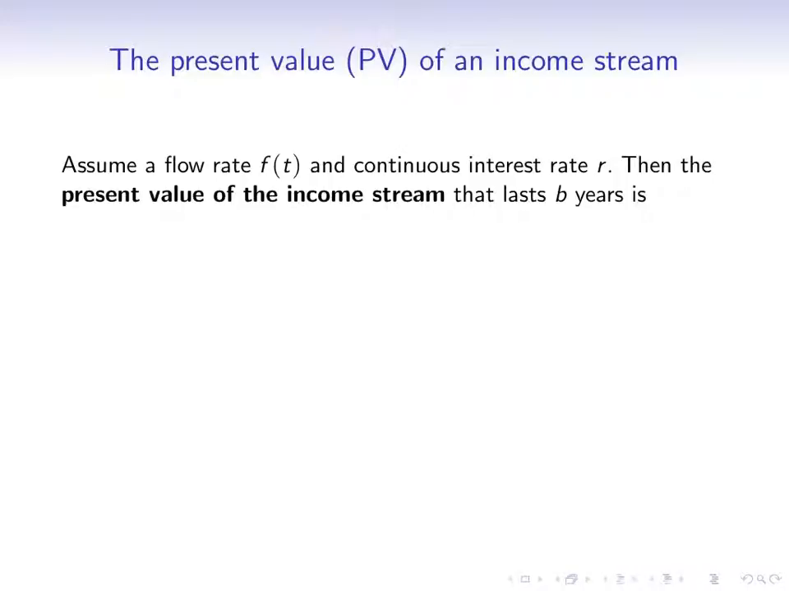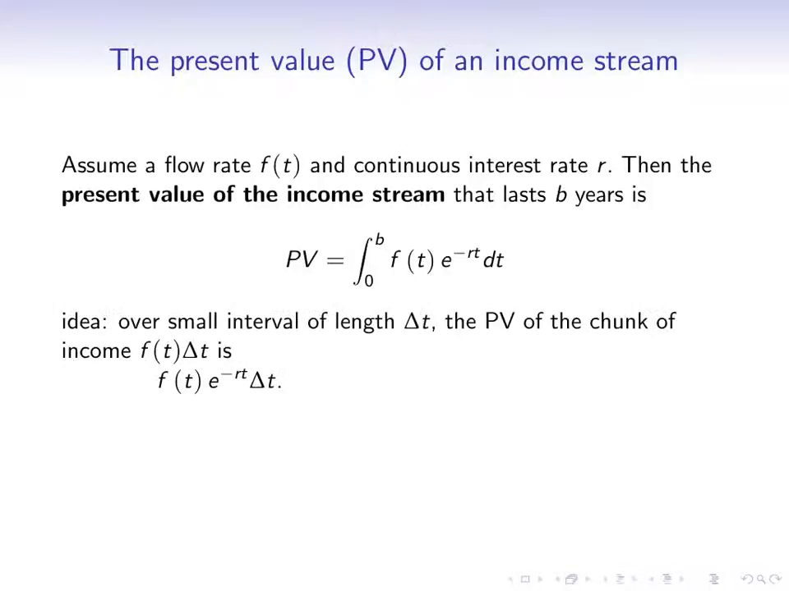Now, returning to income streams, we have the flow rate f of t and interest rate r. Then the present value of the income stream is given by the formula: P, or PV, is the integral from 0 to b of f of t times e to the minus rt dt. I should emphasize that rather than talking about a single payment in the future, this is a stream of payments that stretch out over the interval from 0 to b.